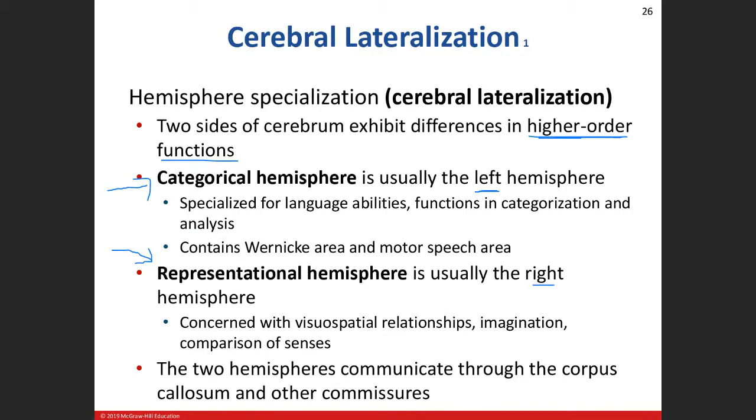Again, on the left side, it will include Wernicke's and Broca's, or the motor speech area there. Representational, I think of more of kind of, I don't want to say hippie, but more of the artist and musician type. So this is usually the right side. So these folks are great with visual spatial relationships. I shouldn't say these folks. This hemisphere has to do with more of the art.